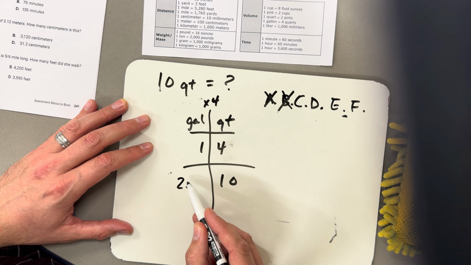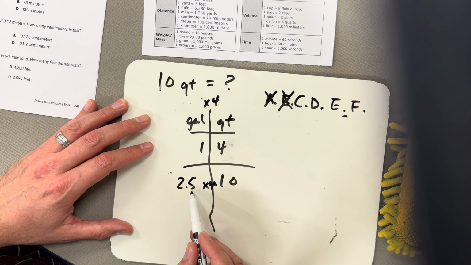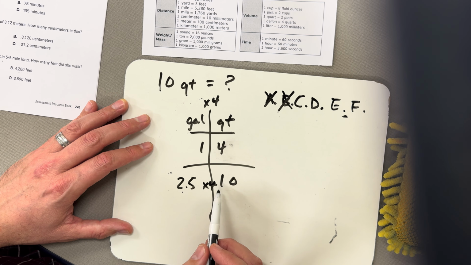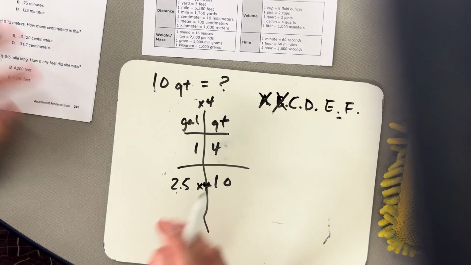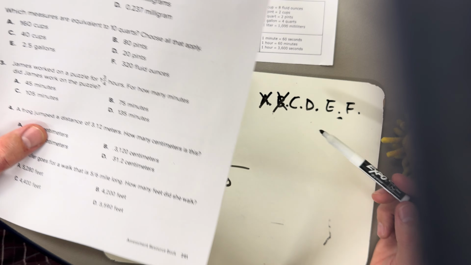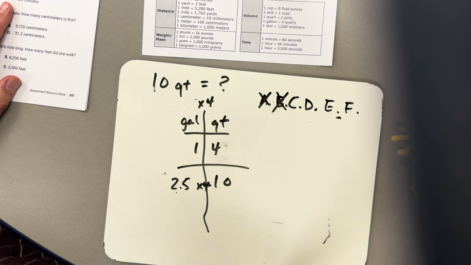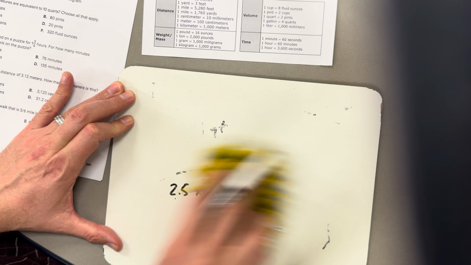Let's see, would 2.5 times 4 make 10? 2.5, 5.0, 7.5, 10. It would actually. So that actually would be right as well. So you'd have C, D, E, and F are all correct. That's a tough one. Kind of a tough one to have on number 2. Sorry about that. But I don't make the tests.